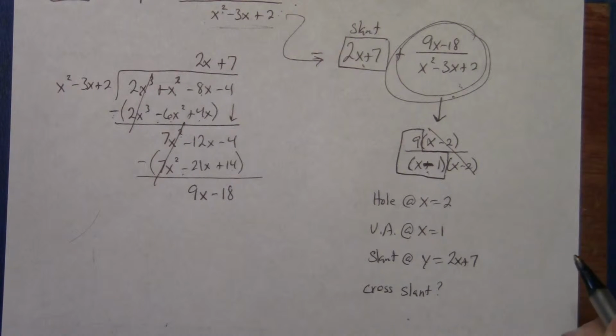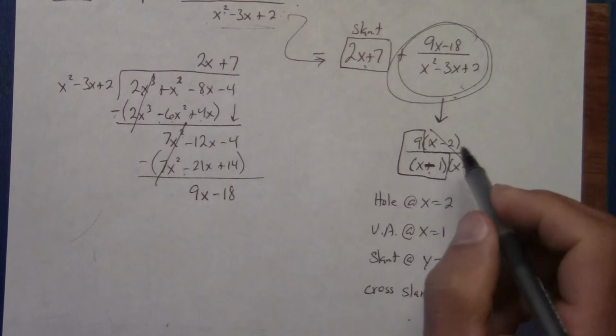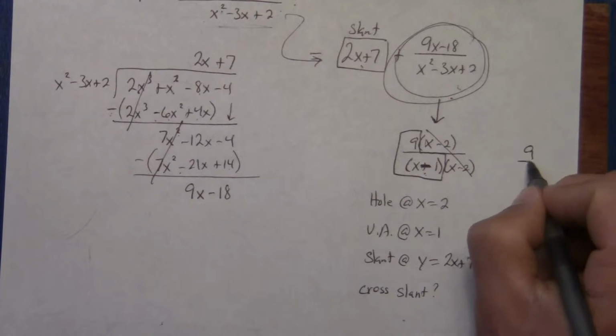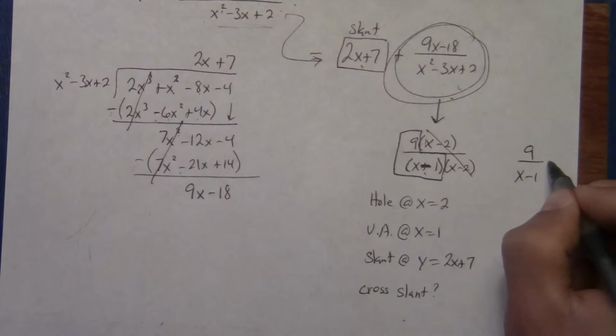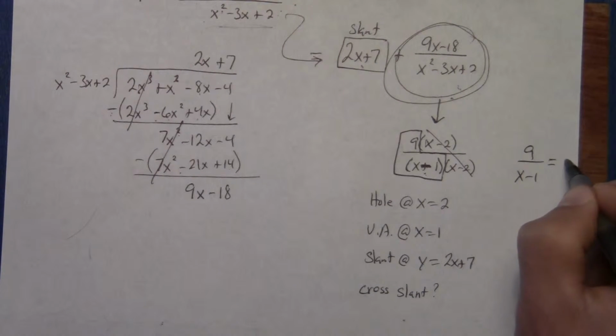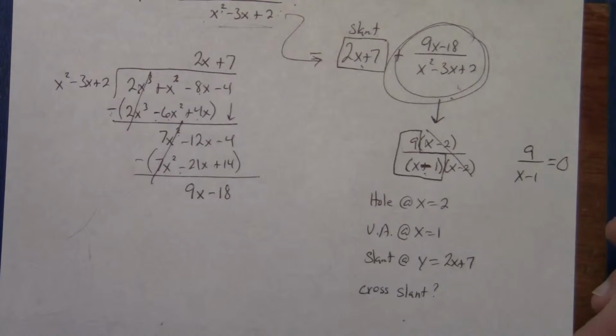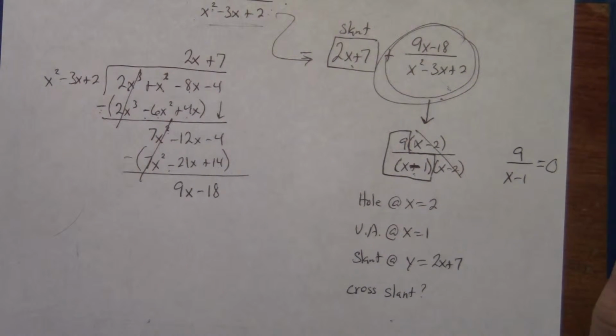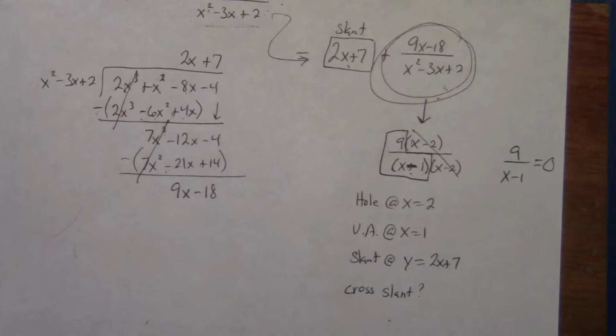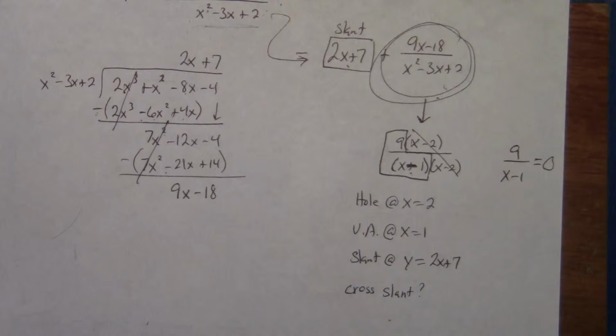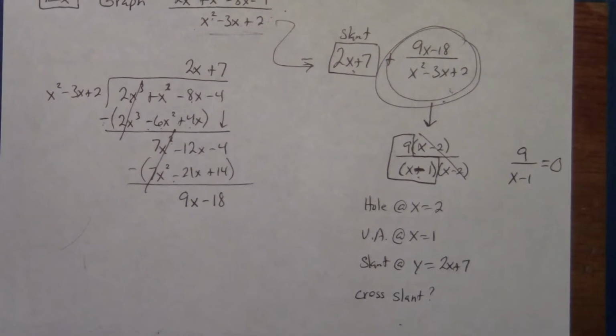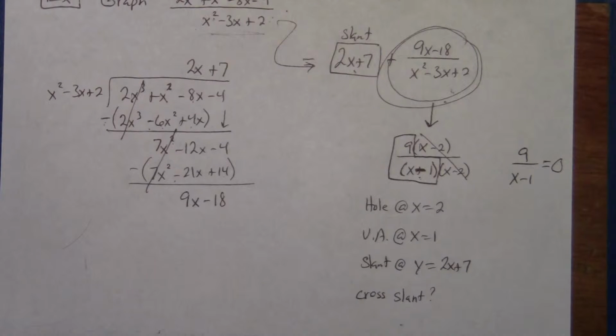Because it's possible that it does. And how I do that is I take the simplified remainder, which was 9 over x minus 1, and set it equal to 0. Always set it equal to 0. Again, that's a little bit different with the horizontal asymptote. If this was a horizontal asymptote, I would set my function equal to the horizontal asymptote number. Slant asymptote, a little bit different step, so be careful with that.